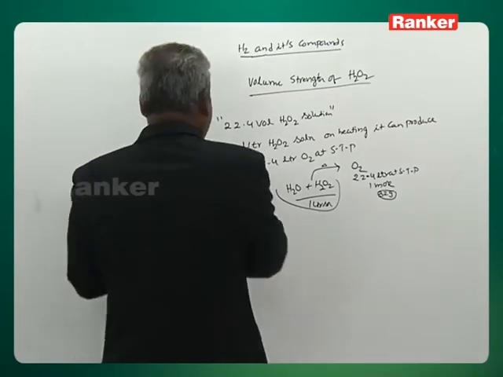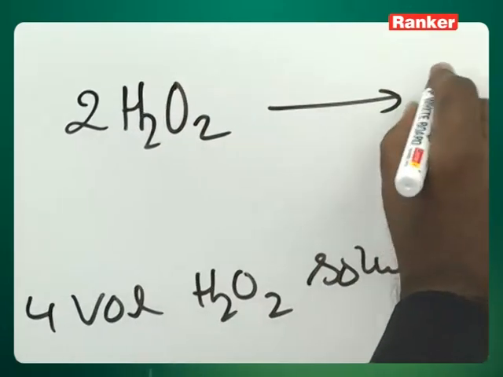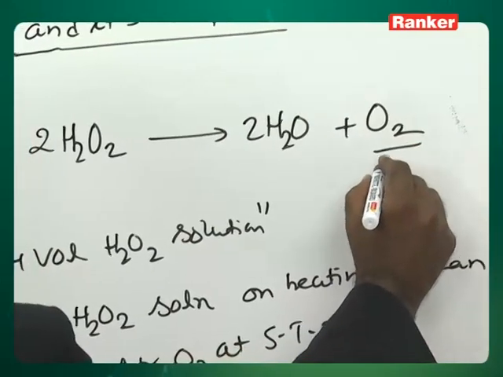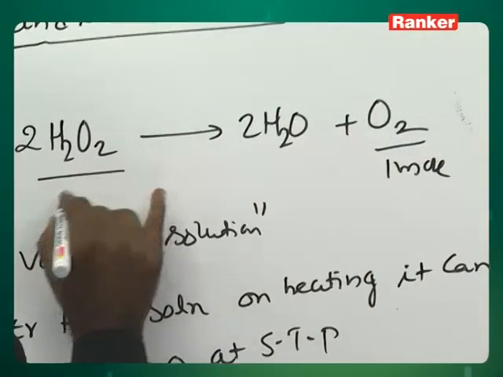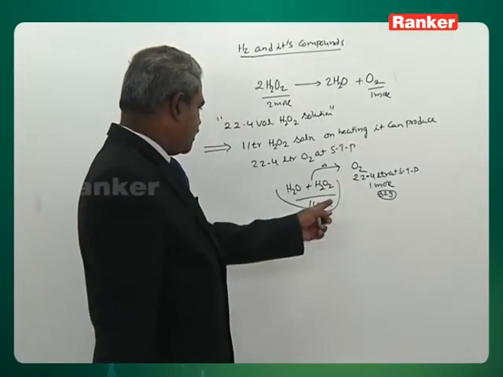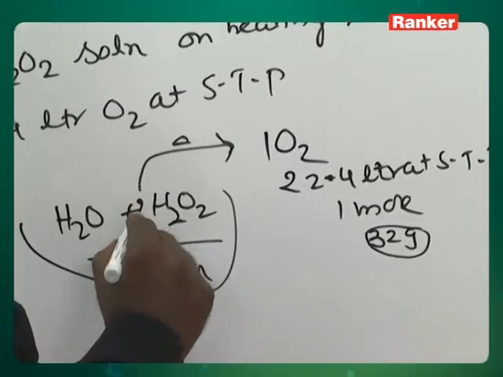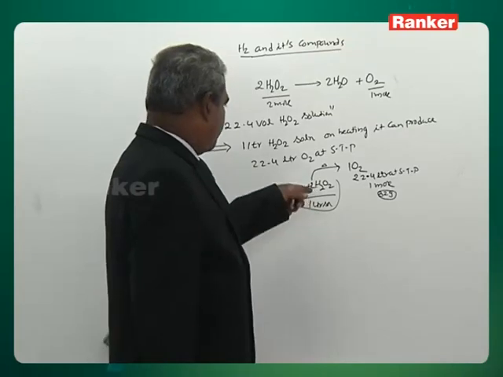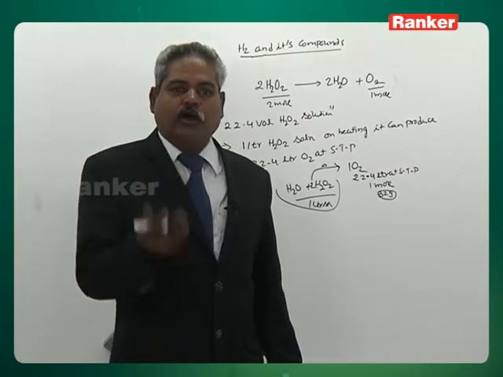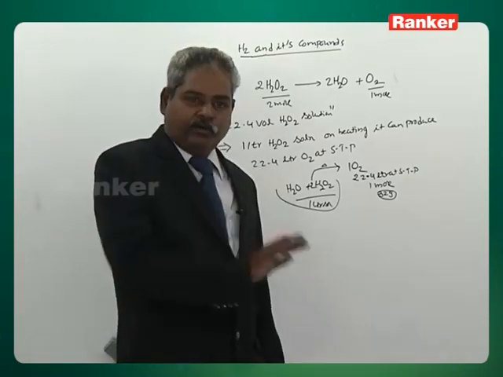Look at the balanced equation. 2 H2O2 on heating gives 2H2O plus O2, which means you get 1 mole of O2 from 2 moles of H2O2. So, you are getting 1 mole of oxygen only if you have 2 moles of H2O2 in 1 liter. 2 moles in 1 liter means molarity is 2. So, instead of saying 2 molar, another language is 22.4 volume.